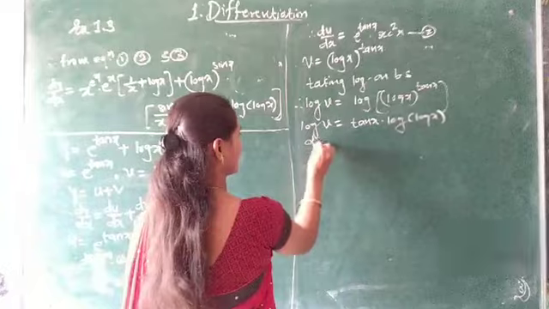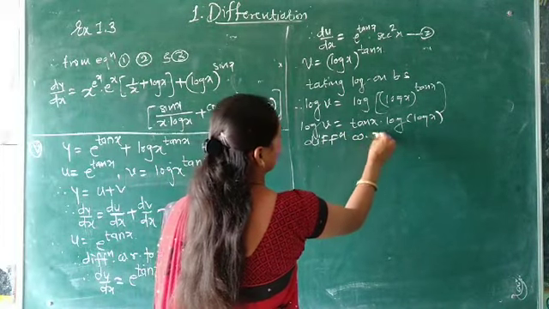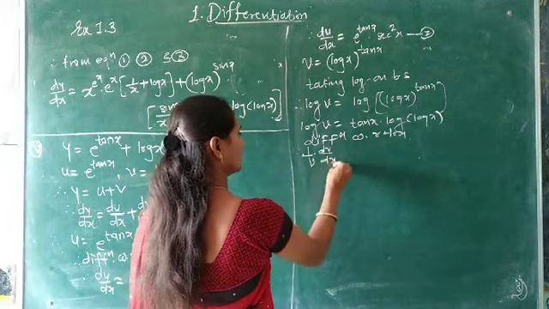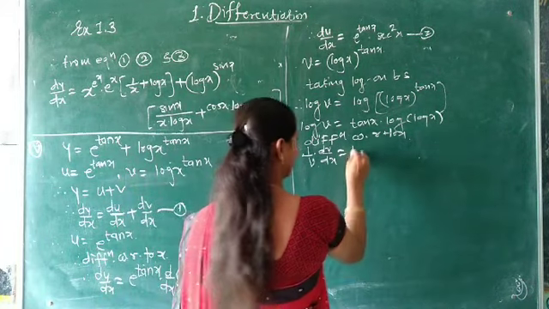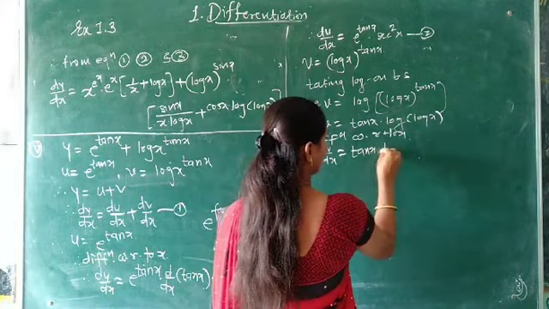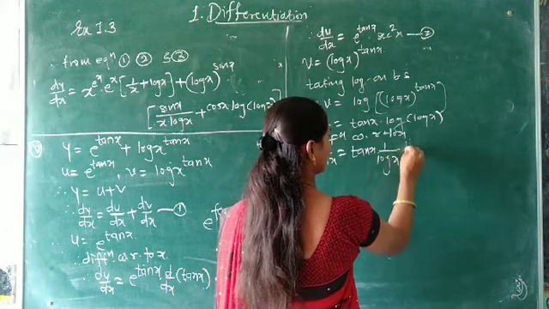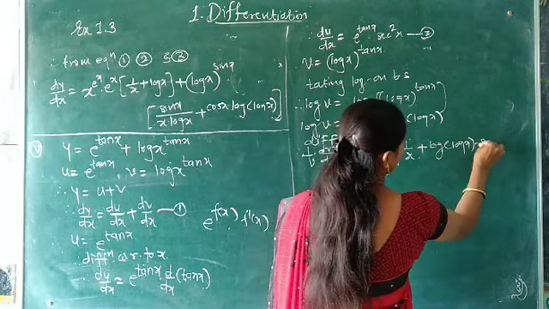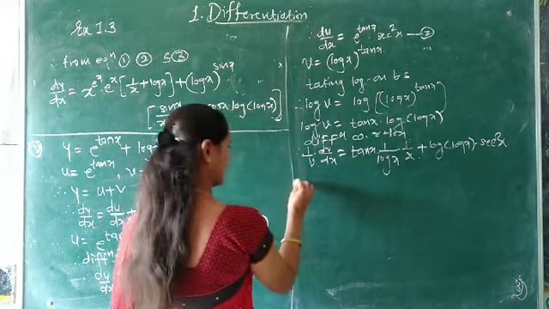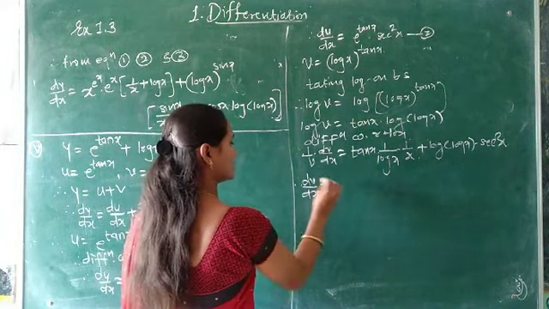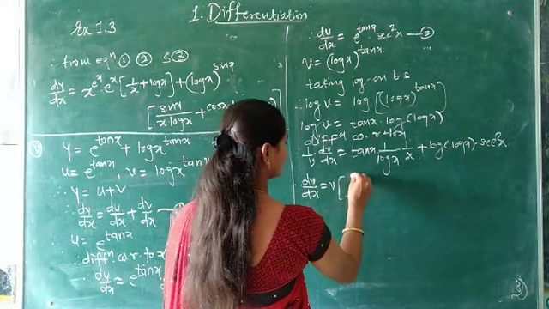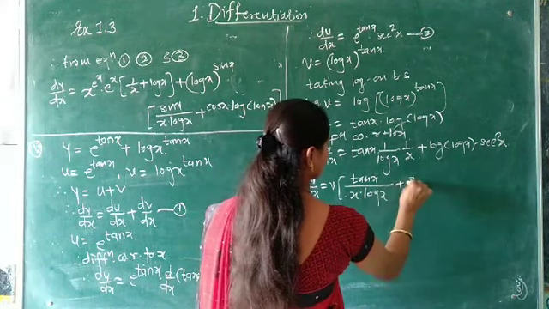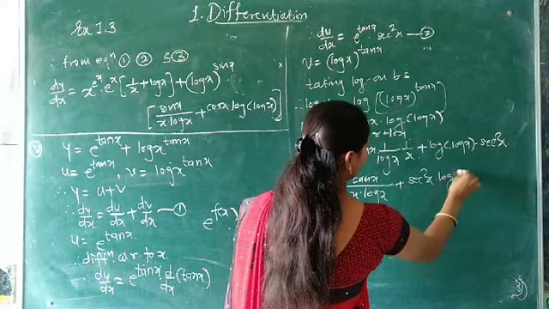Now differentiate with respect to x. One upon v dv upon dx. Again use the product rule for finding the derivative. Tan x into derivative of log is 1 upon log x, and into derivative of log is 1 upon x, plus write this log of log as it is, and into derivative of tan is sec square x. Therefore, dv upon dx is equal to v into tan x upon x log x plus sec square x into log of log x.